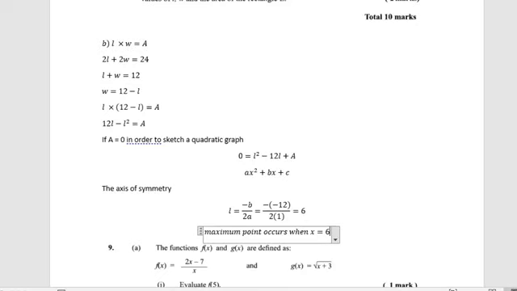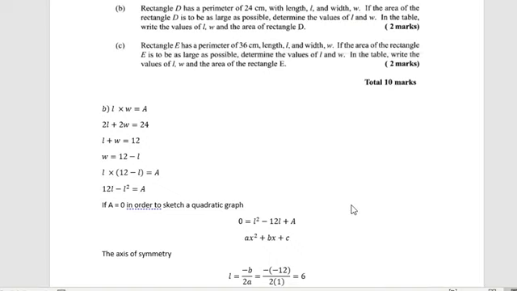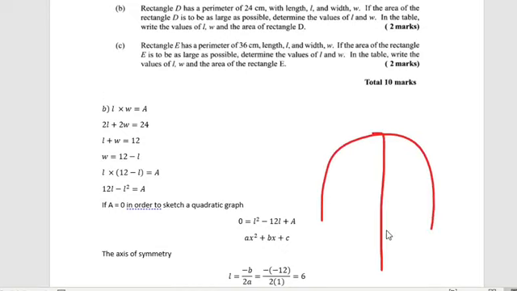So if I can draw, remember a parabola will look something like this. Well, not like this, but you get the idea. So what you're saying is this maximum point here occurs when on the x-axis it is 6. And remember, our x-axis was the length and the y-axis is our area.